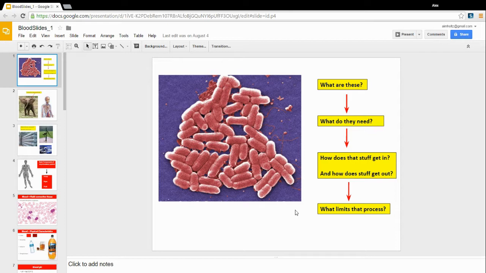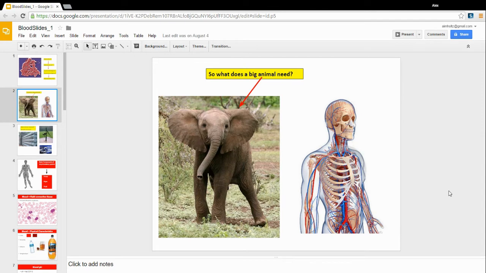Now, here's the thing. There is a problem with diffusion. There's a limitation on it. And the big limitation is it isn't good over large distances. So size is a problem. And with that, we gotta realize that you and I, and this baby elephant here, we are big animals. We cannot merely rely on diffusion since we have 75 trillion cells or so. We need a circulatory system.